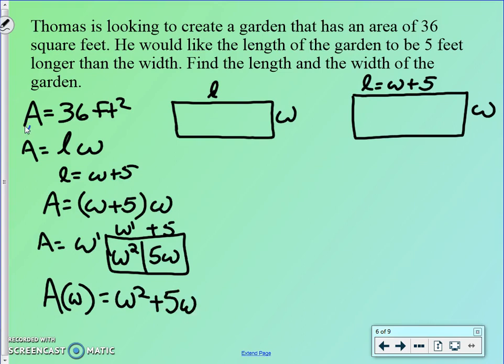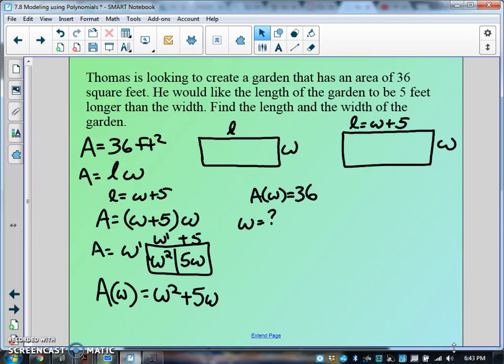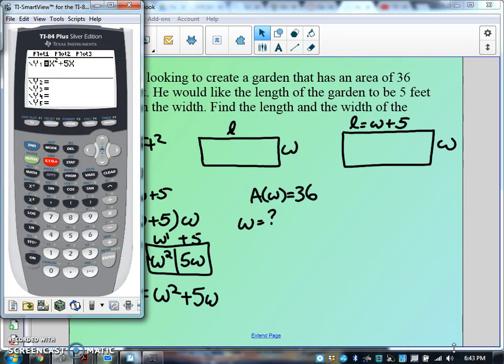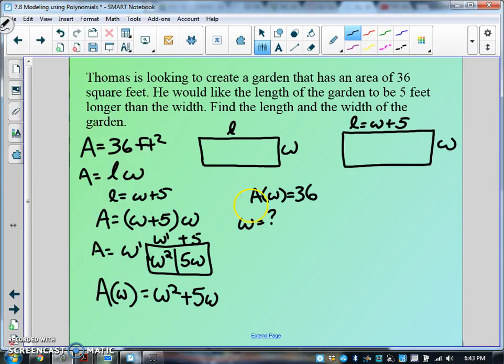We want to find a case where the area, or A of W, is equal to 36. So we want to find out what W is that our area would be equal to 36. So what we're going to do then is use our calculator to calculate this. I put in my calculator my formula, W squared plus 5W, or in this case I'm using X in place here, doesn't matter. I know that's my input, that's my function. I'm looking for my area equal to 36 square feet, or my output, in this case what we call Y1 on my calculator.